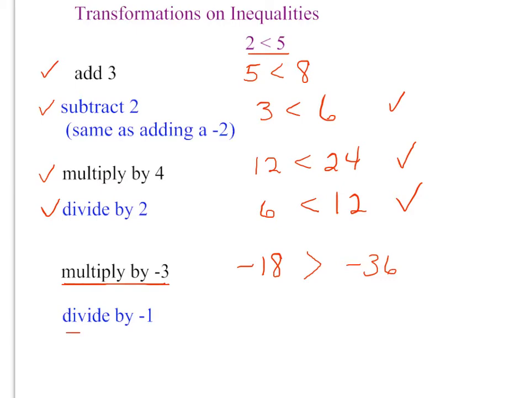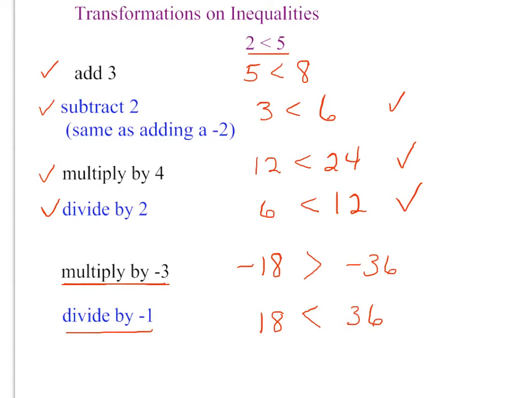Now notice, same thing if we divide by a negative 1. If I divide by a negative 1, I get 18 on the left and 36 on the right. Well, it would no longer be true to bring down that greater than. So when I divide by a negative, I have to switch the direction of the inequality.